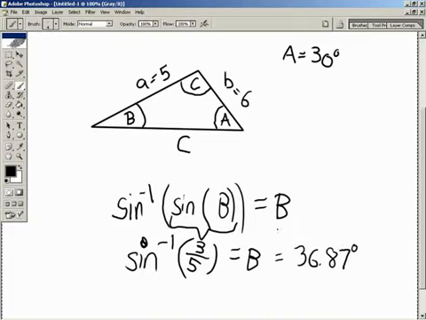And there you go. So we know sine of B is 3/5. Plug that into the arcsine command to isolate B, and you're left with 36.87. So to reiterate, the two important things that you should remember from this are as follows.